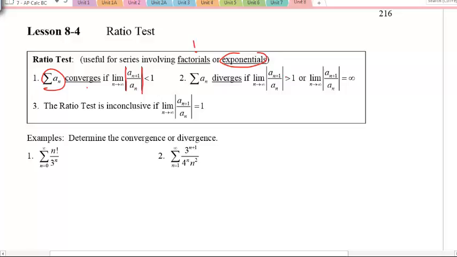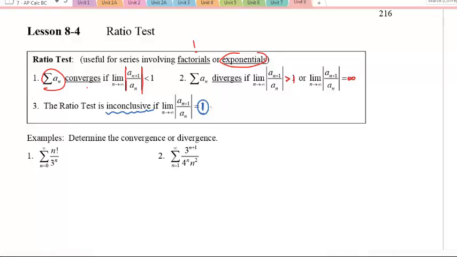Of course, if it's greater than 1, then it diverges, because then you can see that the ratio of the terms gets bigger and bigger and bigger. Similarly, if it's equal to infinity, it definitely diverges. And the only hiccup with this test is that the test is actually inconclusive if the ratio equals 1. So if the current and the next term, when I do the ratio, equals 1, we really can't say it's convergent or divergent. We just don't know.